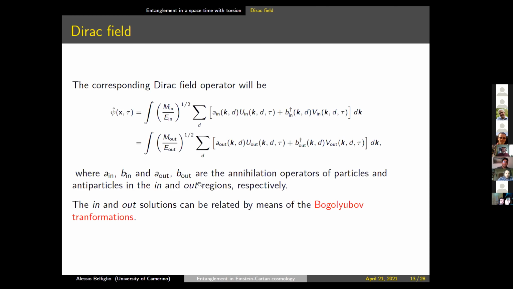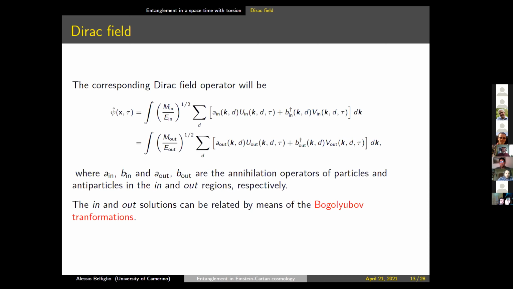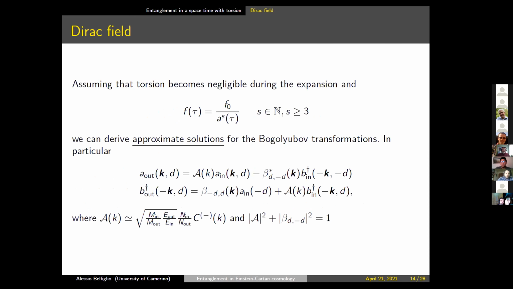In order to try to characterize entanglement, we need to find the Bogoliubov transformations for the field from the in to the out region. As I've said, since the Dirac equation in the presence of torsion cannot be solved analytically for all values of time, in this case the conformal time, we need to resort to some approximation or some numerical solution. Here I show one approximation that we have made that is related to our work, since this work is related to a paper that I will show you at the end.